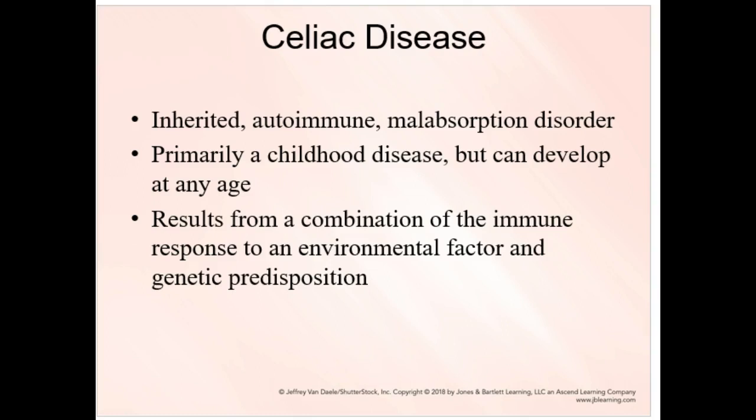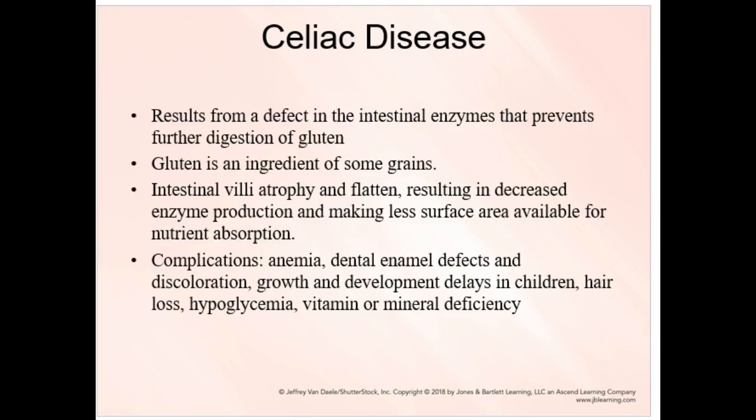So, celiac disease results from usually an immune response and environmental issues. There can also be genetic predisposition. Now, what happens is their intestinal enzymes prevent them from digesting, breaking down, and absorbing gluten. And gluten is in many grains. So what happens is the lining of the intestines actually have little bumps on it, little wave-like structures called villi.